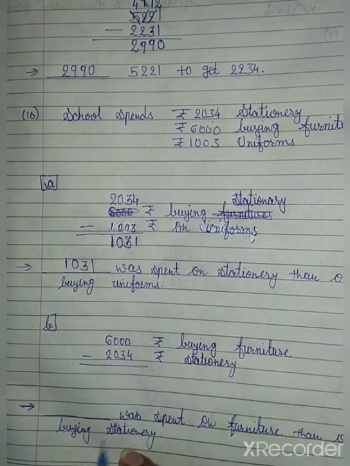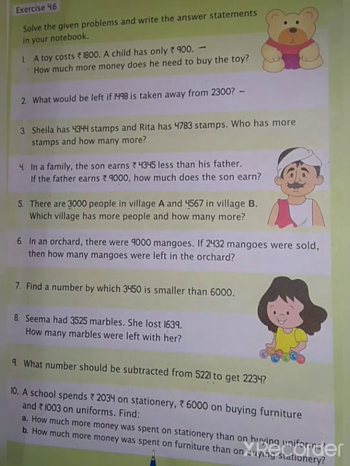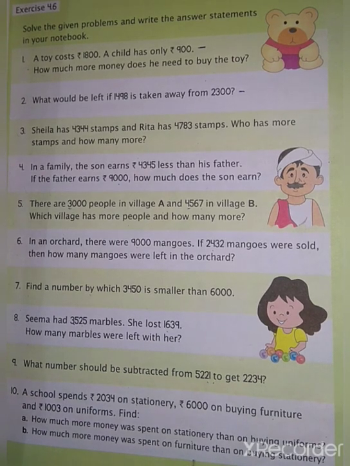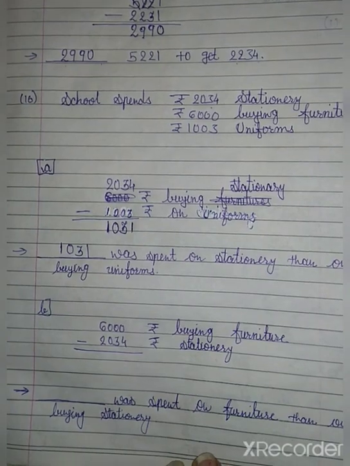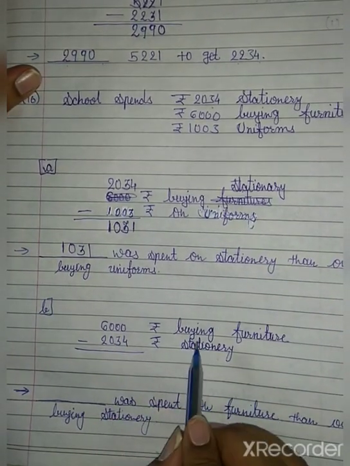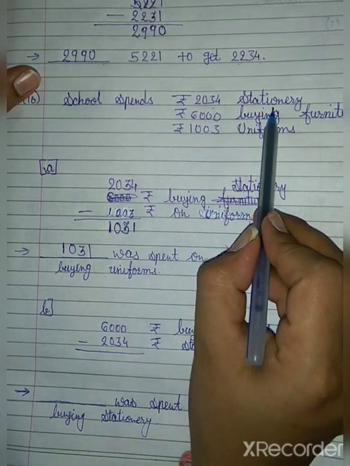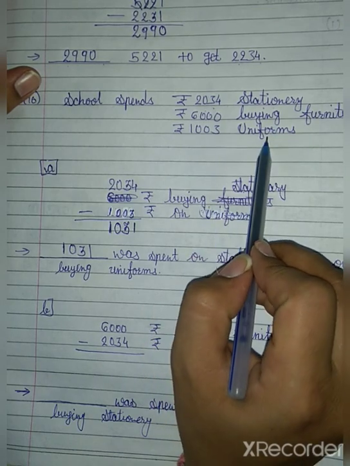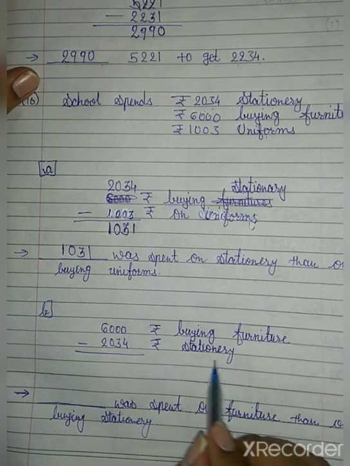Okay. Now B number sum. What is the definition? How much more money was spent on furniture than on buying stationery? स्टेशनरी से फर्नीचर में कितने ज़्यादा पैसे लगाए हैं? So at that time we have to do the subtraction. 6000 buying furniture. Here you can see 2034 to buy stationery, 6000 buying furniture, 1003 rupees for uniforms. So 6000 rupees buying furniture and stationery.